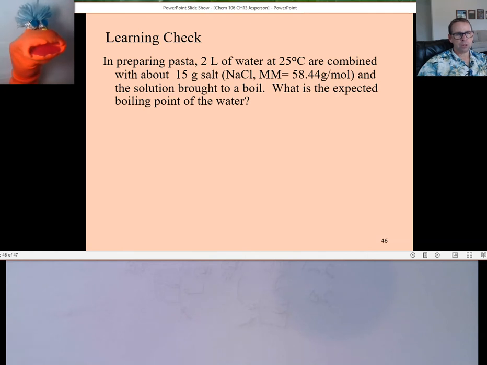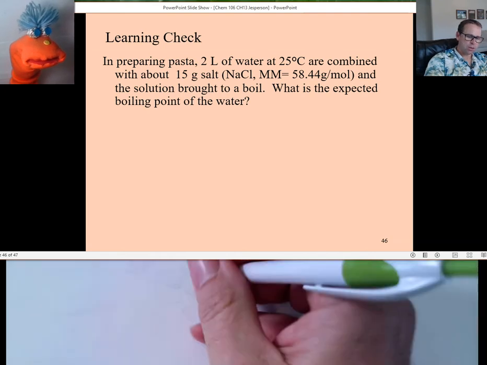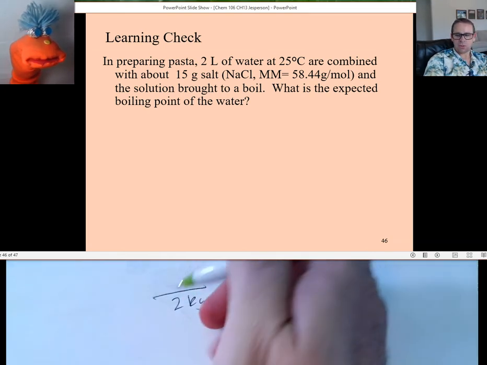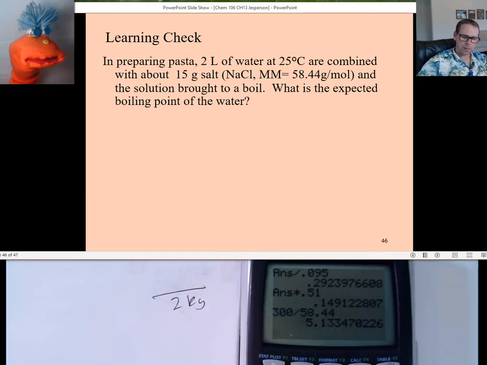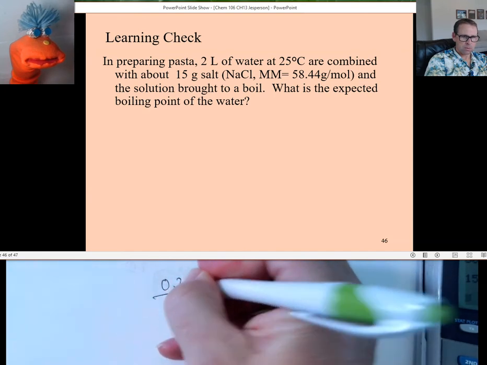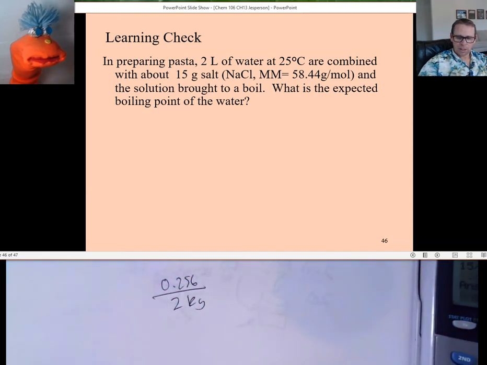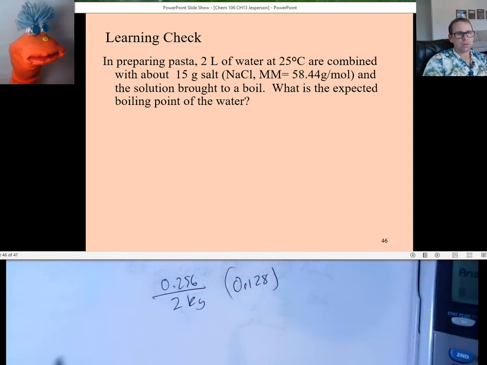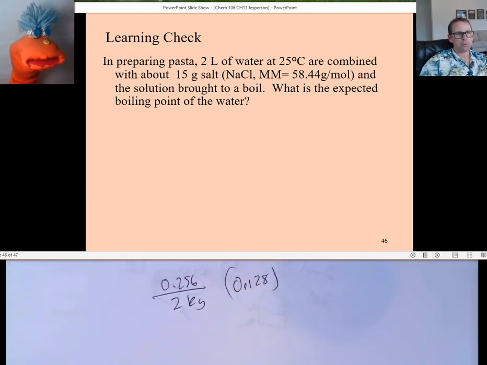So 2 liters, that's 2 kilograms, right? That's right, 2 kilograms of water and 15 grams of salt, so 15 divided by 58.44, so 2.256 divided by 2, that means our molality is 0.128 molal. Yeah, the boiling point was 0.51, right?